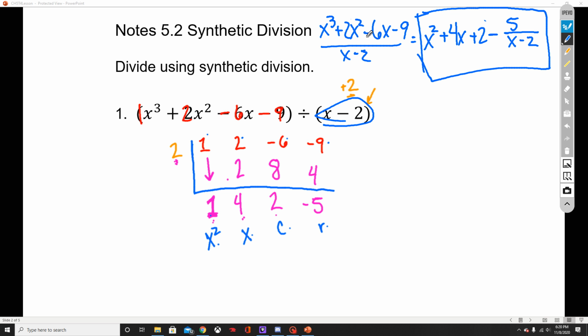x cubed plus 2x squared minus 6x minus 9 divided by x minus 2 is equal to, this is the quotient, x squared plus 4x plus 2 minus 5 over x minus 2. That's the remainder. All right, so we were only allowed to do this because our divisor was in the proper form. It has to be x plus k or x minus k, and this was x minus k. So we were allowed to use synthetic division. If it were not like that, we would have to use long division.